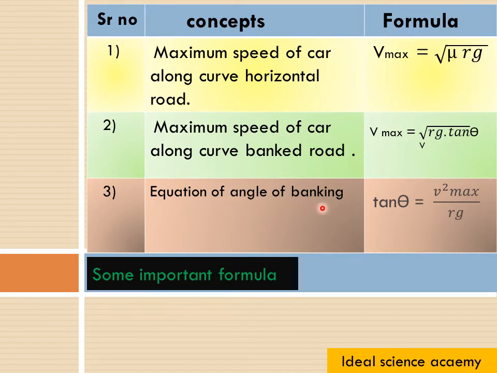Next point is the equation of angle of banking. Theta is the angle of banking. So tan theta is equal to V square maximum upon R g. So this is the equation of angle of banking.